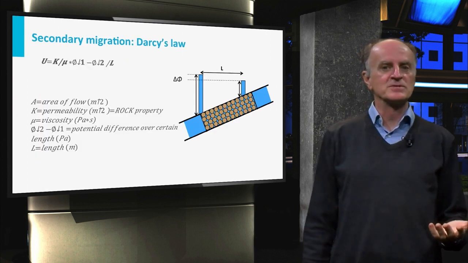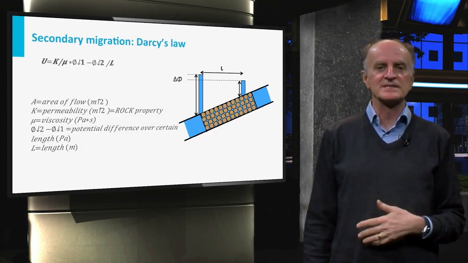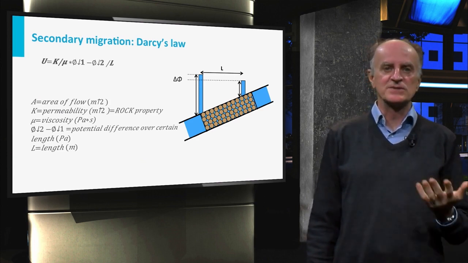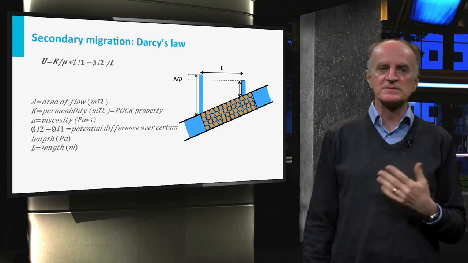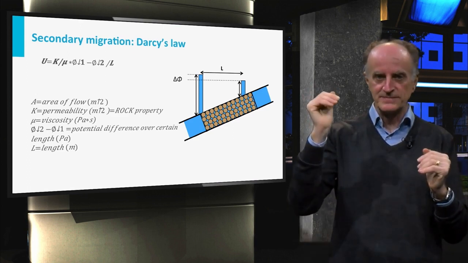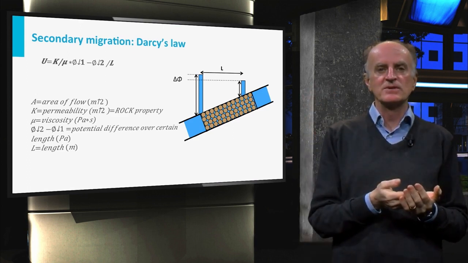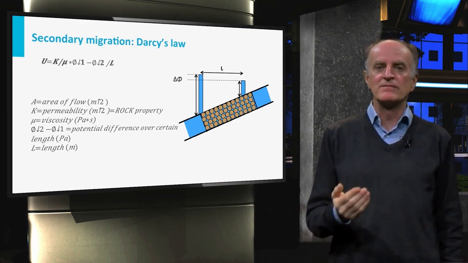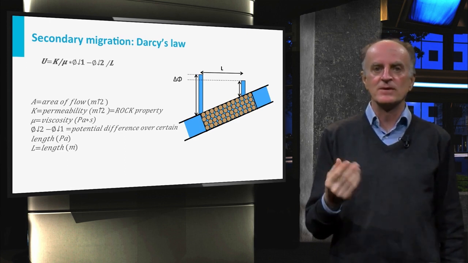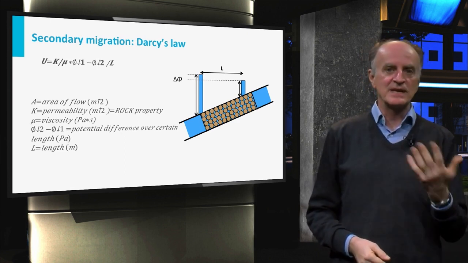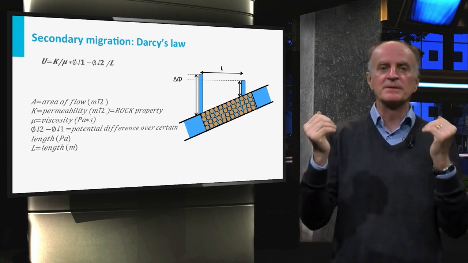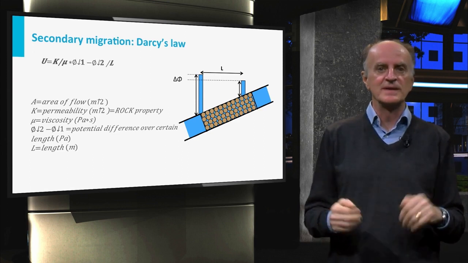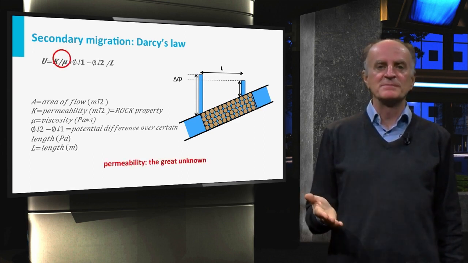How fast are hydrocarbons moving along the permeable layer towards the reservoir? For this purpose, we use Darcy's law, which describes the flow of a fluid through a porous medium driven by pressure differences. As you can see from the equation, flow is inversely proportional to viscosity, which means, for instance, that oil will flow more slowly than gas. On the other side, flow is directly proportional to the pressure difference and to the permeability. Viscosity and pressure differences can be measured. The big unknown is the permeability K.